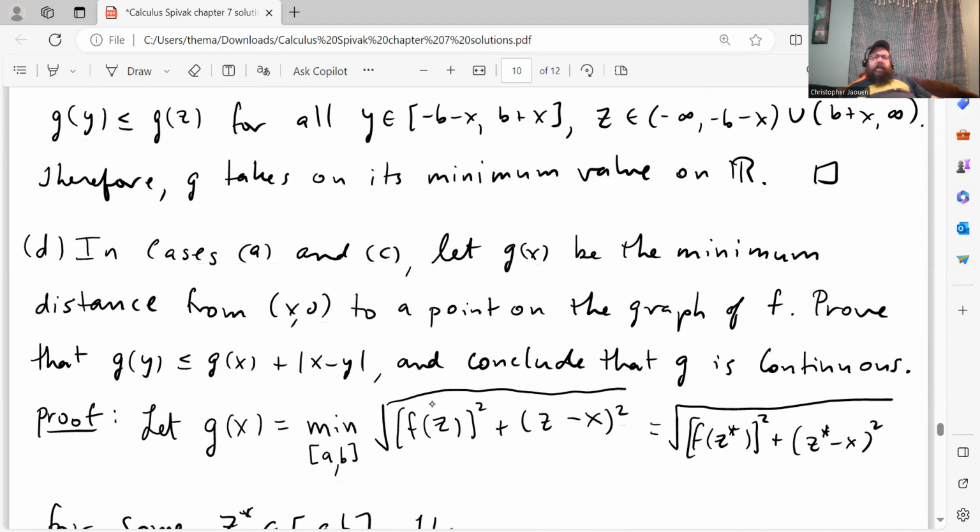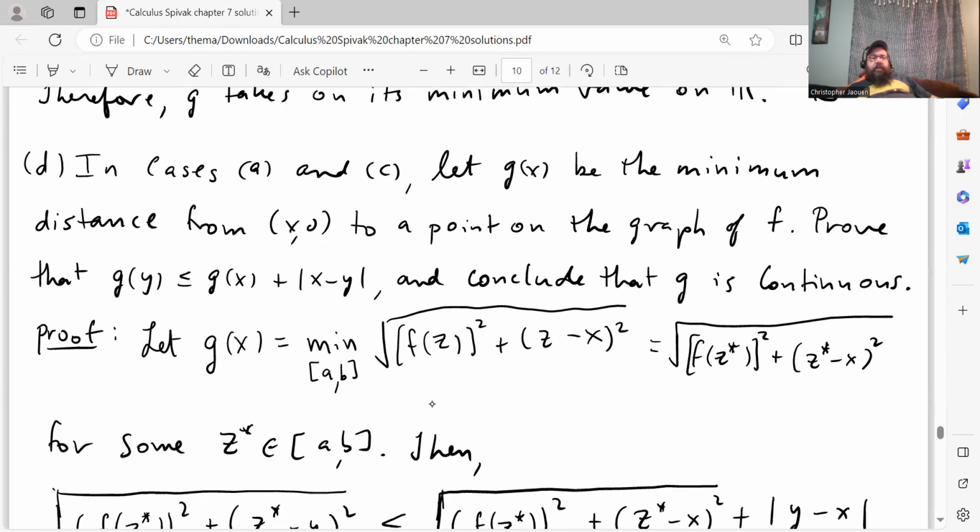All right, part D. In cases A and C, let G of X be the minimum distance from X0 to a point on the graph of F. Prove that G of Y is less than or equal to G of X plus absolute value X minus Y, and conclude that G is continuous.